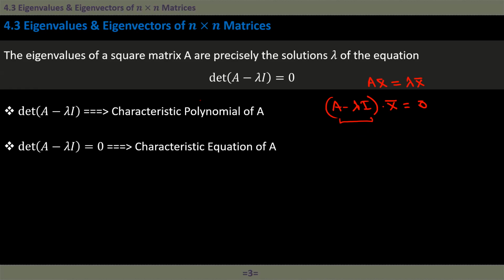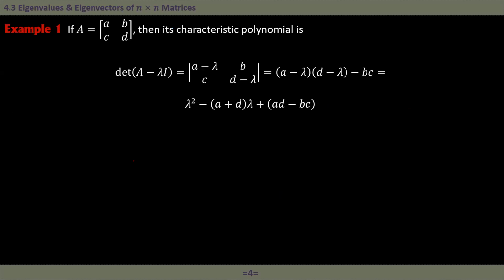Here, the determinant of A minus lambda I, we are going to call the characteristic polynomial of A. Why? Because if you evaluate this determinant, we get a polynomial in lambda. And if I put an equal sign and 0 here, that becomes an equation, and that is called the characteristic equation of A. So we added two more terminologies: one is the characteristic polynomial of matrix A, and the second one is the characteristic equation of A.